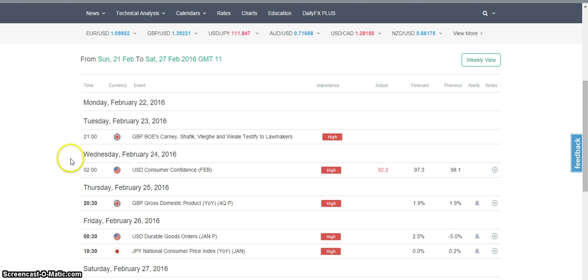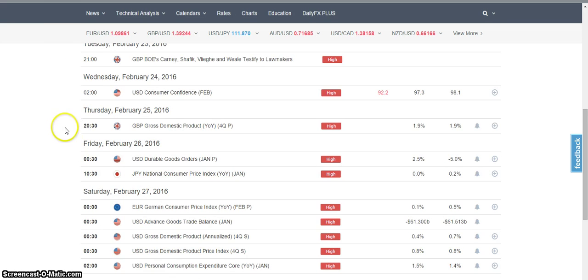The following day, which is today, Wednesday, February the 24th, we had the US consumer confidence numbers. And what we did see is that the actual number came in at 92.2, which was way lower than the expected 97.3. So having a lower number than that definitely would have seen some weakness in the US dollar. So if you're trading the US dollar against any other pairs such as the Aussie USD or the Euro USD or even the USD Canadian, you would have seen the US dollar weaken as the other currency strengthened on these consumer confidence numbers that came out.